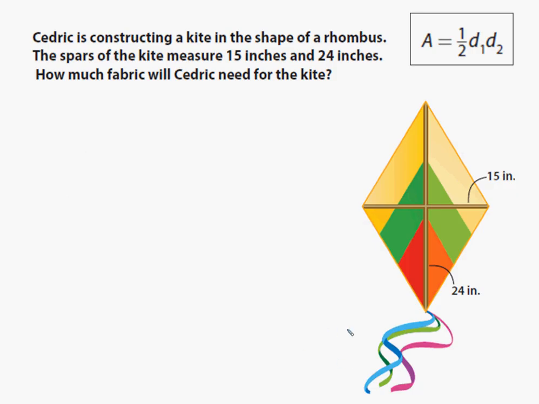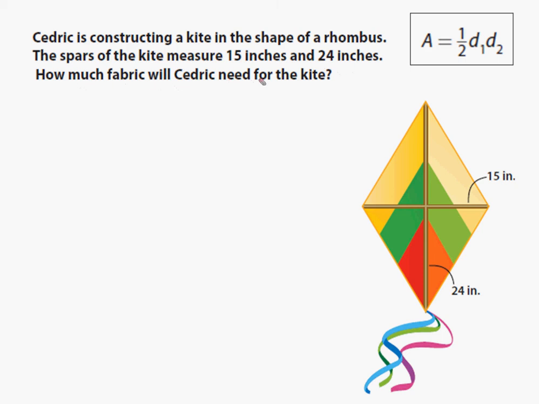Okay, so now we're going to find the area of a rhombus. A rhombus is a quadrilateral where all the sides are the same length. A square is a type of rhombus, but if it doesn't have right angles, it tends to look like this. So Cedric is constructing a kite in the shape of a rhombus like this. The spars on the kite, these are the sticks here, measure 15 inches by 24 inches. How much fabric will he need for the kite?